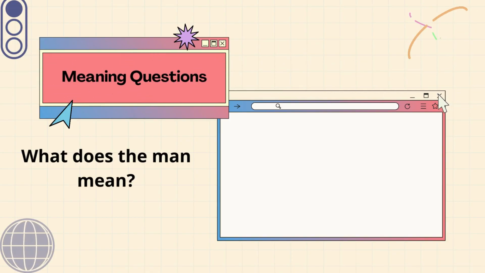Here you can see how the answers are usually presented. Let's start with the most common answer type, meaning questions. Here we have the most common question with the most common way to present its answers. What does the man mean? Remember, it could be also a woman instead of a man, and you must be very familiar with this question.